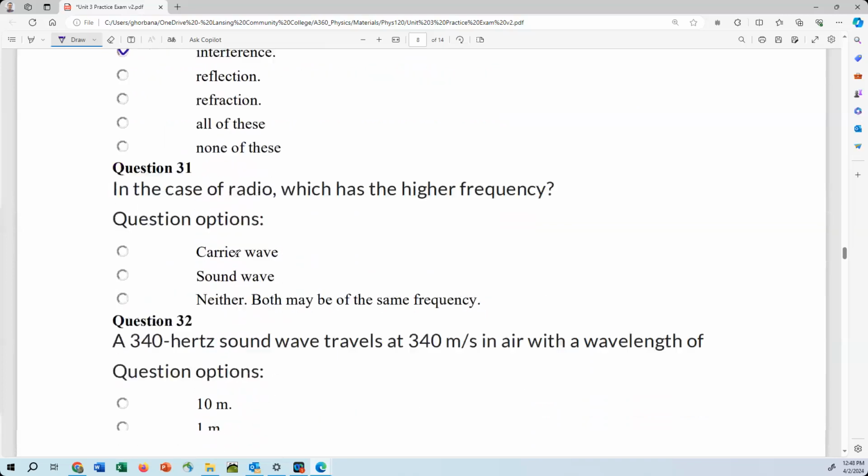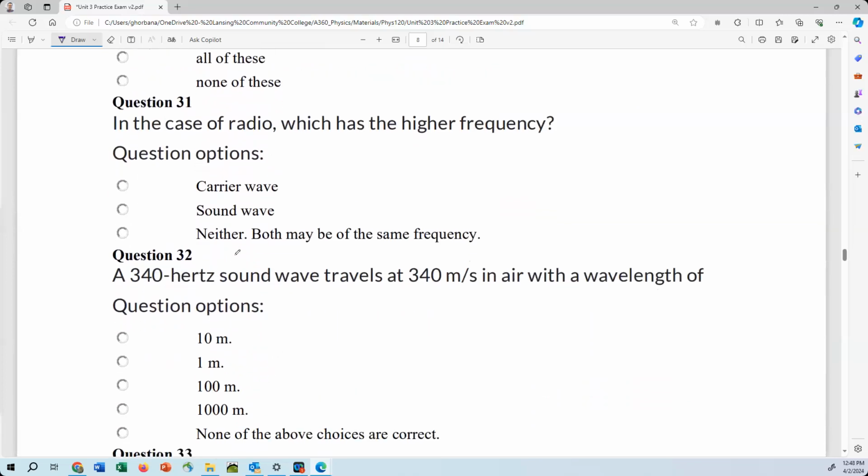So 31, in the case of radio, which has the higher frequency? Carrier wave, sound wave, neither, both? So the carrier wave does have a higher frequency, okay?